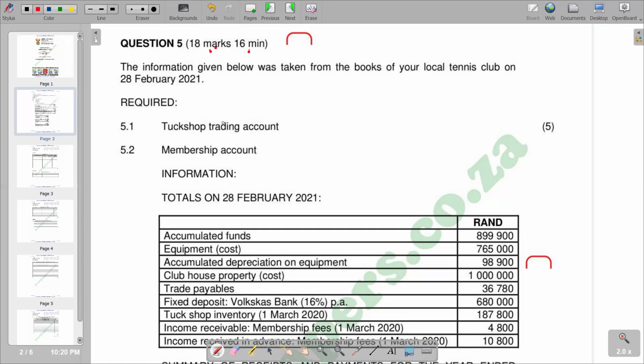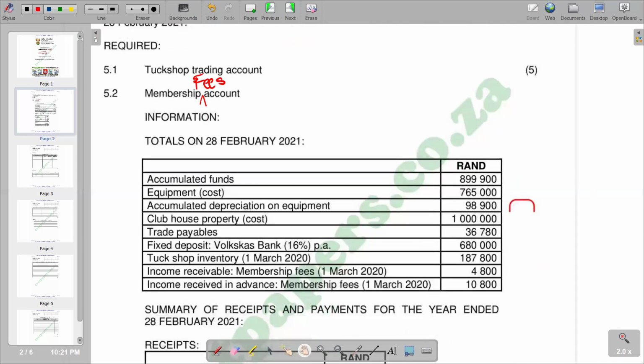Our question reads, the information given below was taken from the books of the tuck shop on 28th February 2021. It requires you to prepare a tuck shop trading account and then our 5.2 membership fees account. We are given information that is totals as of 28th February 2021, and then we're given the list of balances. So you'll see the information in the first table, balances. I'll just take note that the information that we have there is representing opening balances.